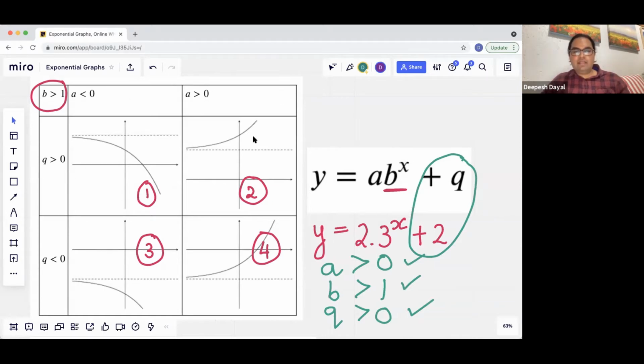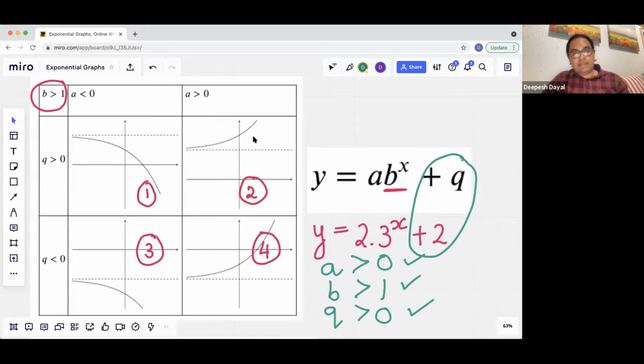Some of you are saying 1, but I've only got one person saying 1. It's important to know that for this number 2, it's a greater than 0 and q greater than 0, and there will be this graph here. I hope that makes sense. So it is 2.